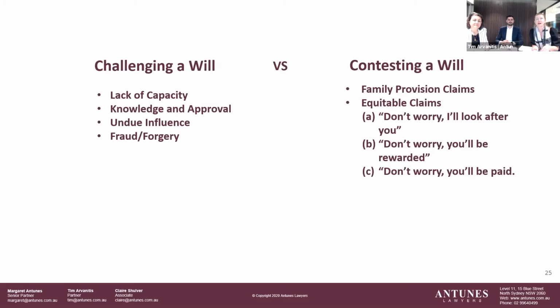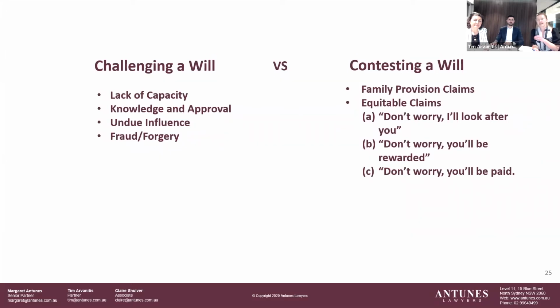There is also another category of contesting a will, and that's your equitable claims, where the will maker has made certain promises. Don't worry, I'll look after you, or you'll be paid, or something along the lines where maybe the child's been caring for them and the parent makes them promises verbally. Those would come under your equitable claims. And again, from an evidentiary point of view, you need to ensure if you're thinking about making a claim in that category, that you have enough evidence to prove that those promises were made.